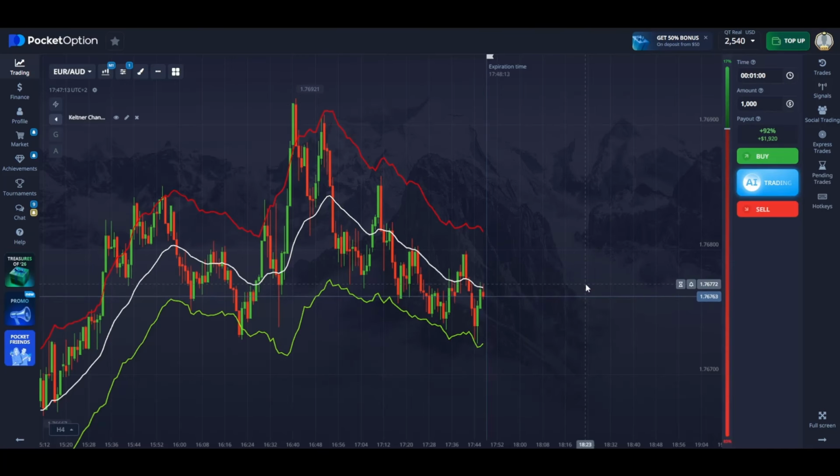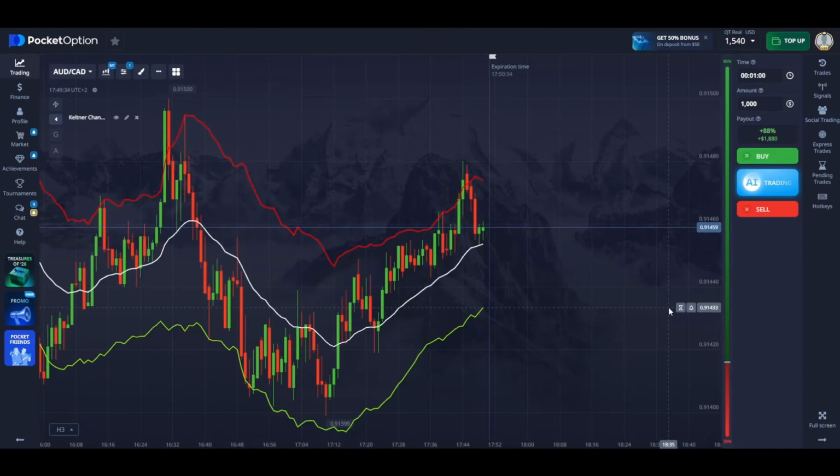Next, I'll explain how to trade from the middle line. And I'll explain for how long you should open trades from the middle line. Alright, let's open a trade from the middle line now. As you can see, right now it's near the middle line. Let's open an upward trade from it. And here's how to trade from the middle line in general.